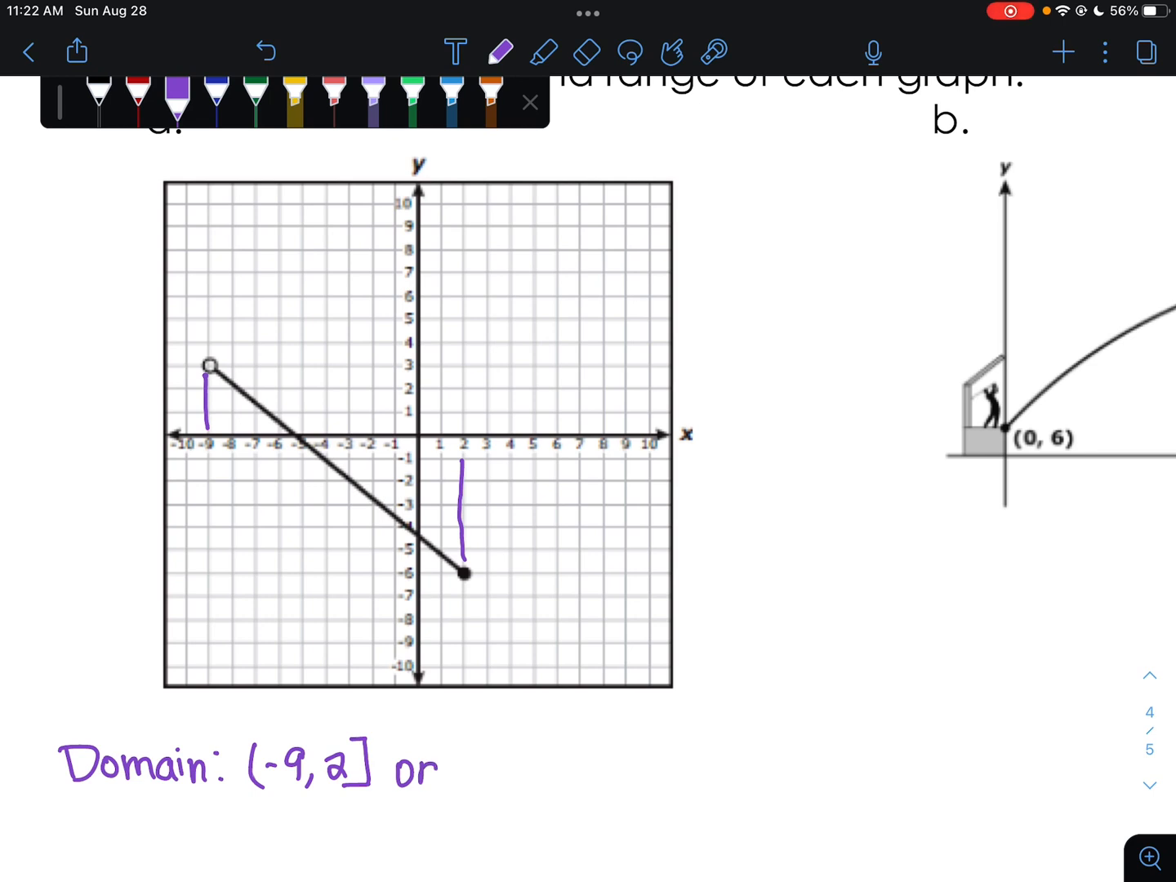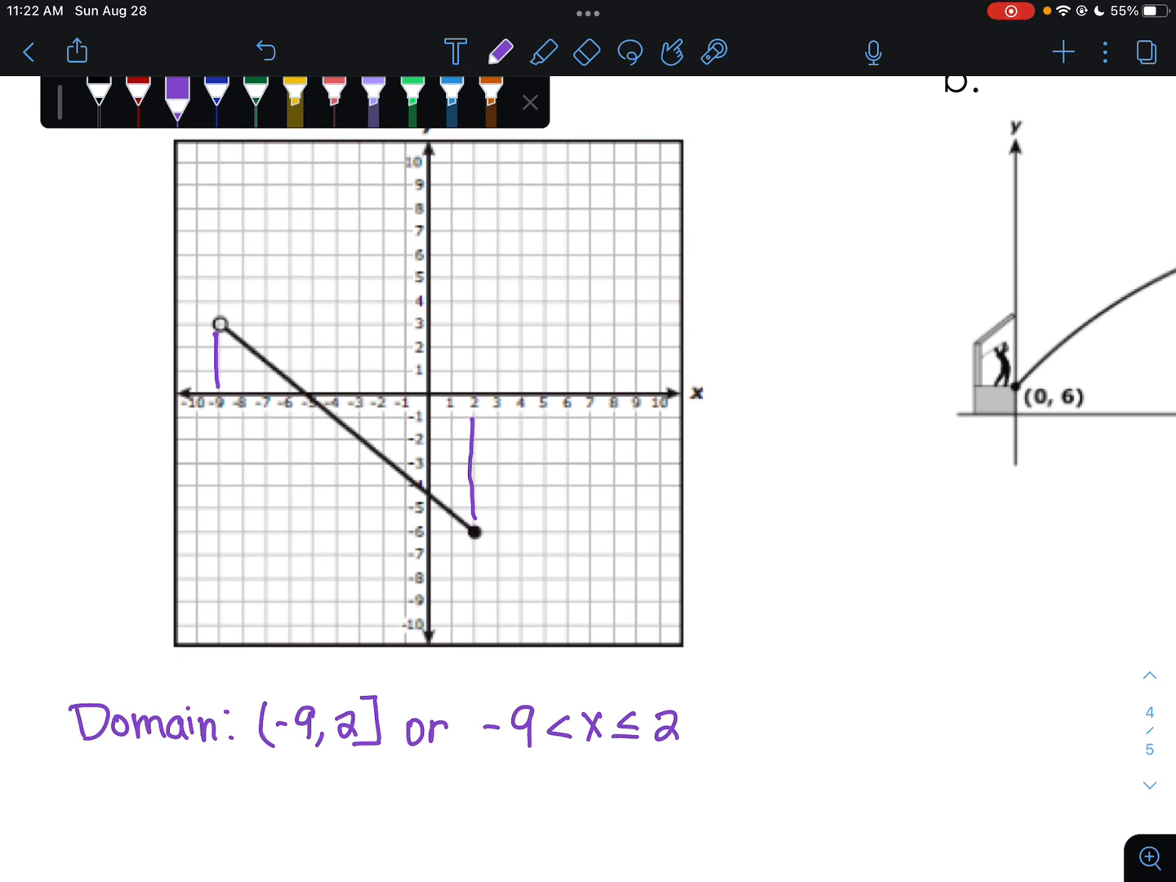Or a way you may see it is -9. Since it's an open circle, there's no line. Then I have an x in the middle. And then since I have a closed circle, it gets a line with a 2 on the outside. Those are the exact same thing, just written in a different way.